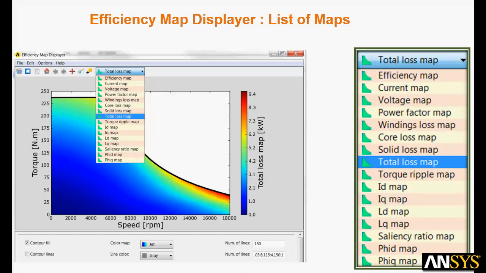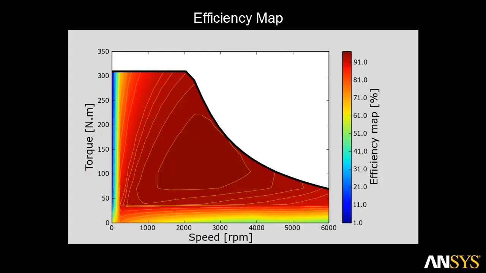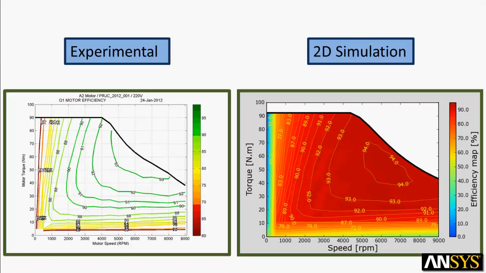An intuitive displayer is included with the design kit. A simple pull-down menu provides you immediate access to many maps, including efficiency, current, voltage, power factor, core loss, and many others. Here you see a Maxwell 2D simulation of the Toyota Prius motor. We have used the toolkit to calculate the efficiency map. Simulation results show excellent agreement with measurements. The motor was simulated using the same maximum current and voltage limit as was used in the measurements. Each operation point was simulated in the time domain to obtain the efficiency map using frequency-dependent core loss coefficients.